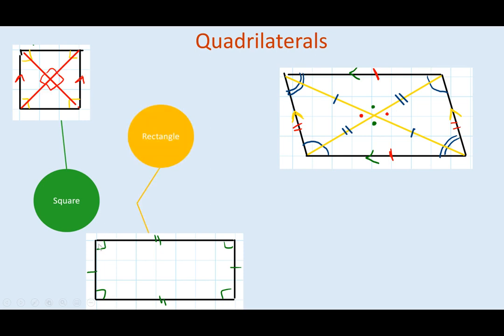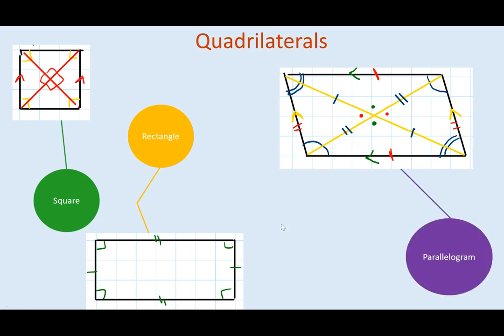A rectangle is very similar to a square, given it has four right angles. Opposite sides are equal, and the diagonals bisect each other, but they don't make right angles in the diagonal.